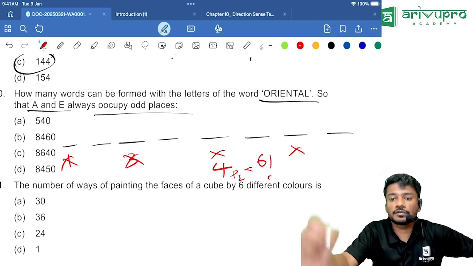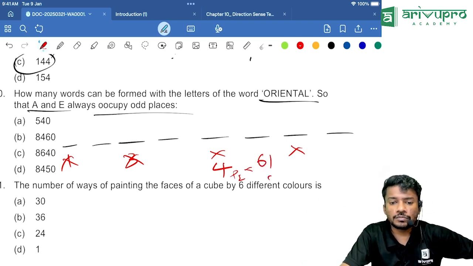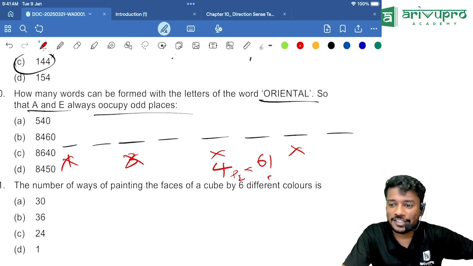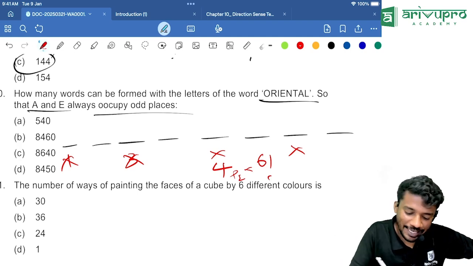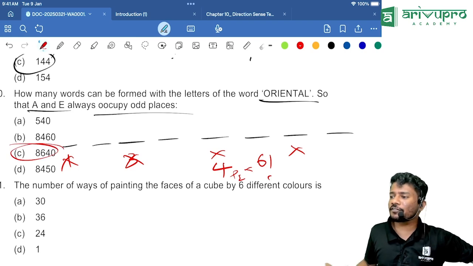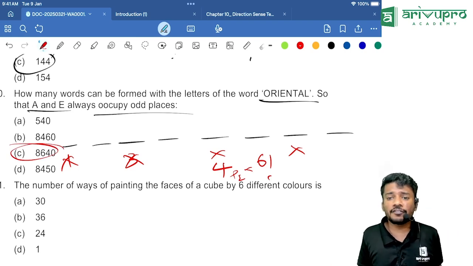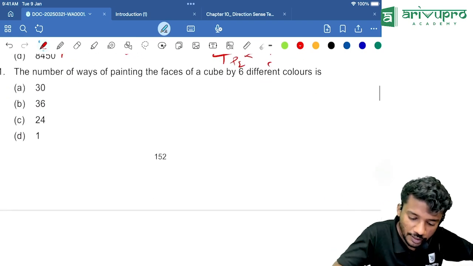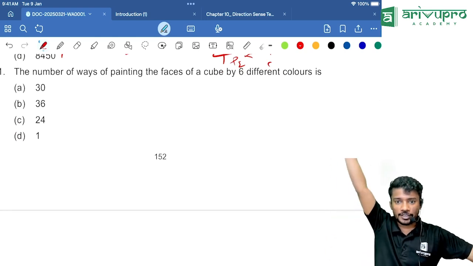Into 2, sir. Why 2? 2 letters are there. We are taking the entire thing. The 2 is already taken when we are taking 4p2. Yes. Option C. And what is the answer? 8, 6, 4. Yes, 8640. What is the formula for permutation? 4 factorial divided by 2 factorial. Okay, next question. Very good question.